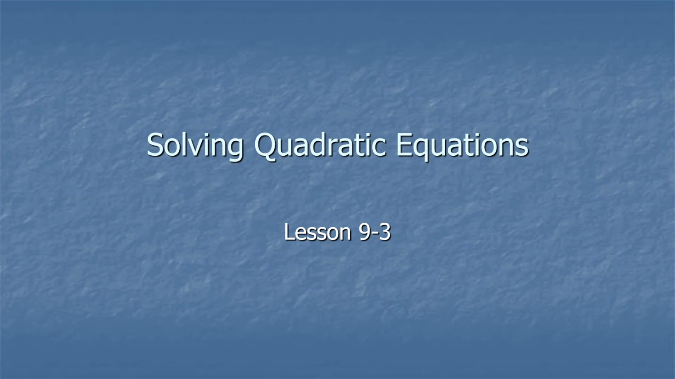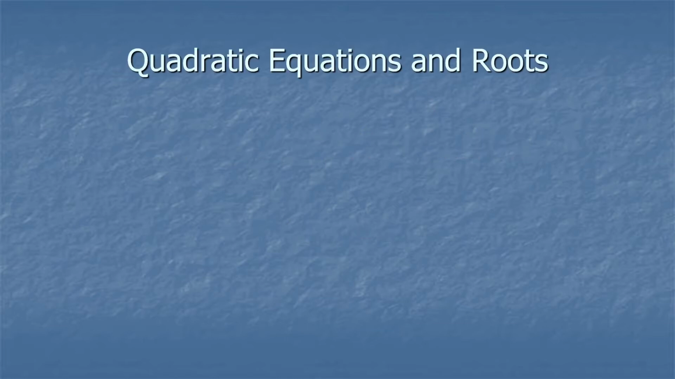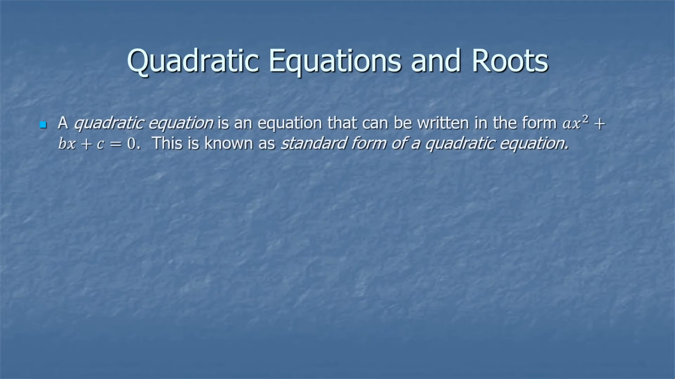This is lesson 9-3, solving quadratic equations. A quadratic equation is any equation that can be written in the form of ax squared plus bx plus c equals 0. It's very similar to our standard form of a quadratic function, which is y equals ax squared plus bx plus c. This is also known as standard form of a quadratic equation.